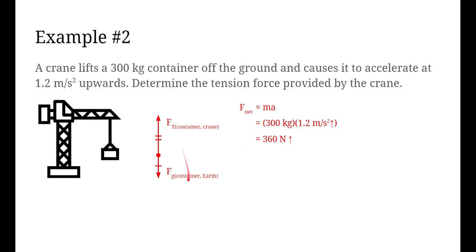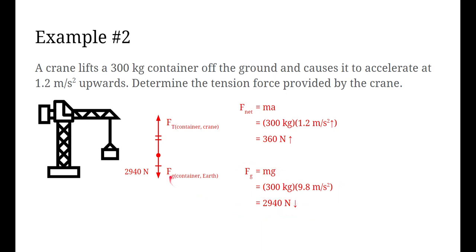So in order to figure out these two forces, we need to figure out one of them by itself. And since we don't have any equation to solve for tension force, we're going to calculate what the gravitational force is. The gravitational force can be found by multiplying the mass times the acceleration due to gravity. In this case, 300 kilograms times 9.8 meters per second squared. And we get that the gravitational force is 2,940 newtons downward, which we can add to our force diagram.